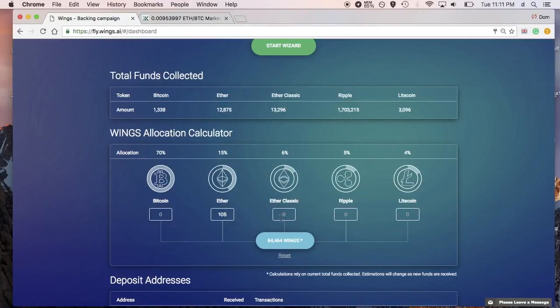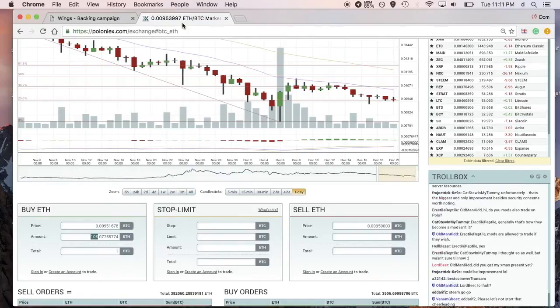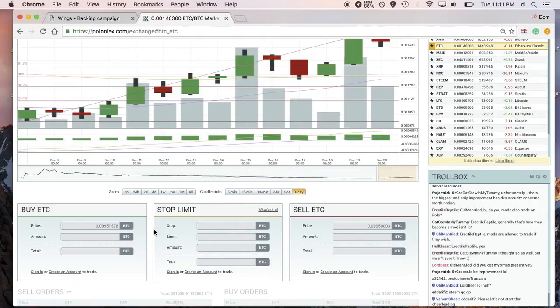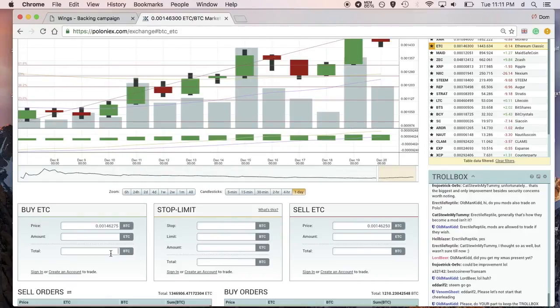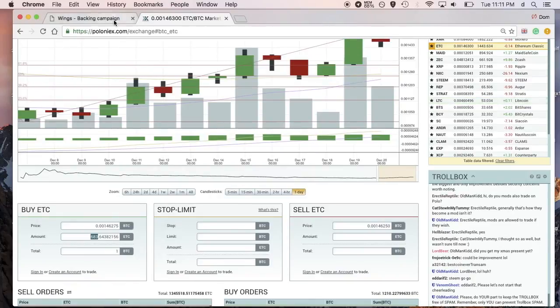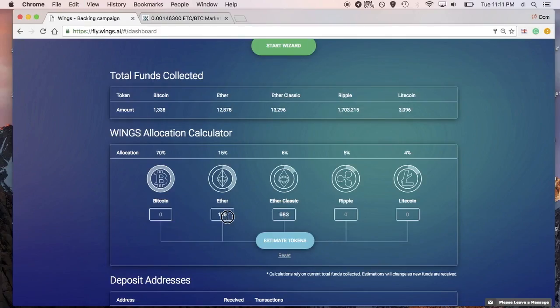And so let's take a look at Ethereum Classic. So I'm going to go back over here and click on ETC. That's going to take me to the Ethereum Classic page. And what I'm going to do again is just put 1 BTC here, and I'm going to get this number, 683 Ether Classics. So we're going to put that back in there, zero out the Ether, and click Estimate Tokens. And wow, look at that! I would get an allocation of over 208,606 to be exact, for Ether Classic.